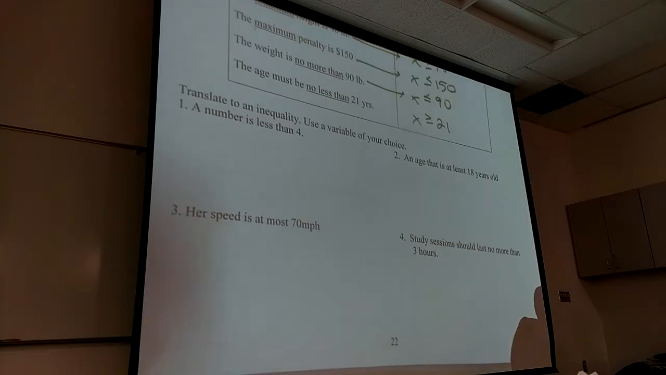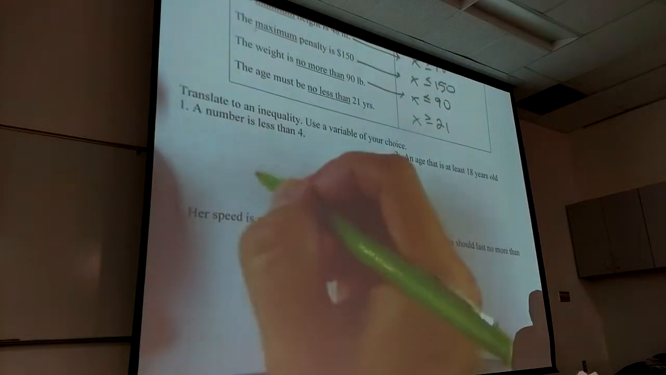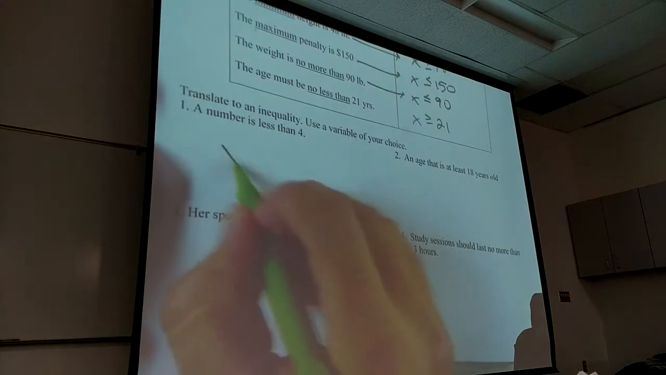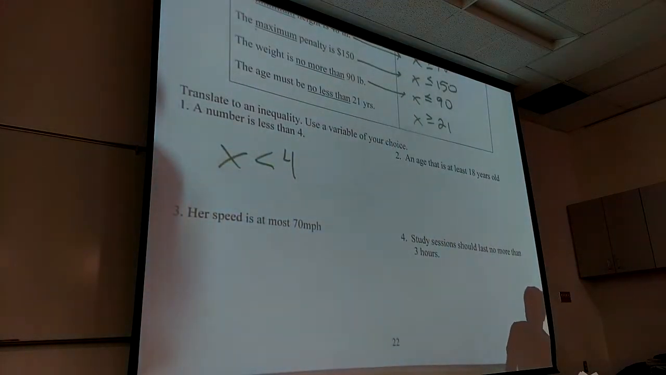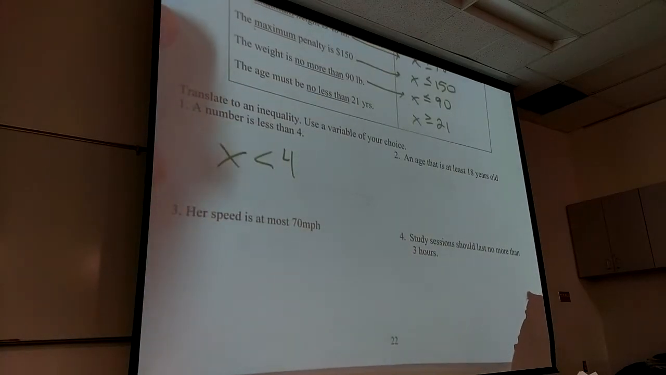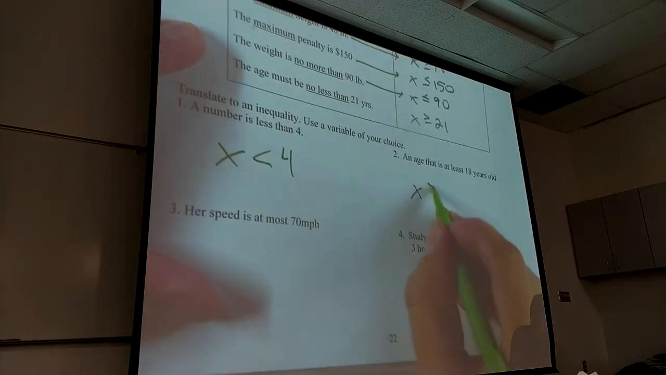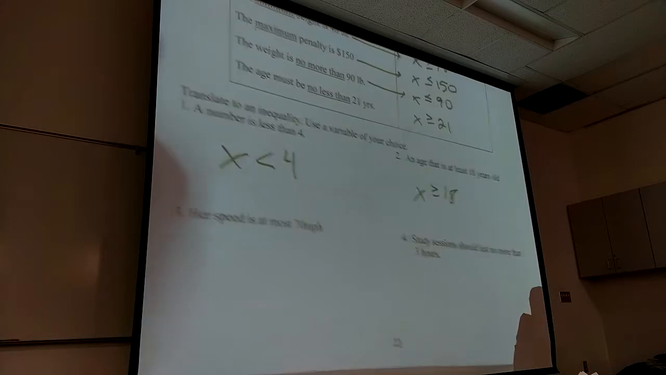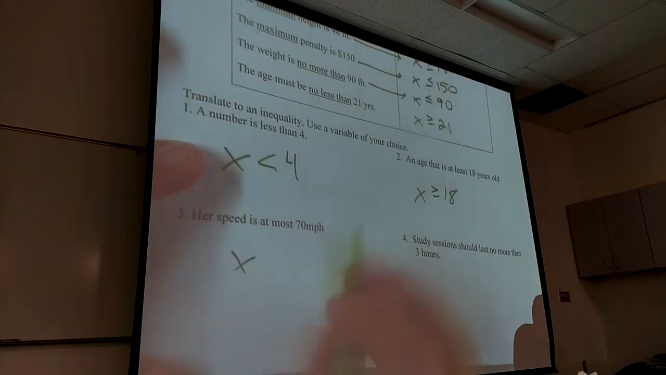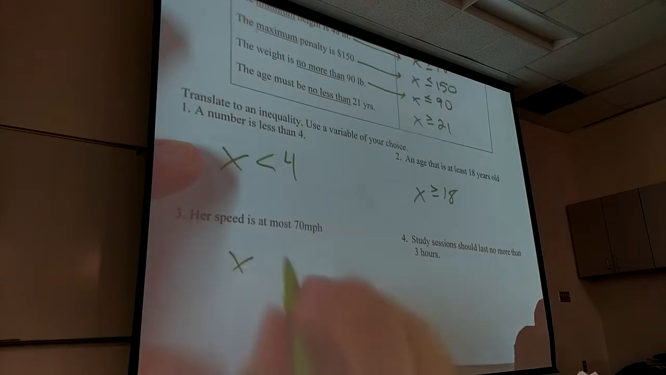So just to remind you guys, even if you don't have this book, we can still work on it. It's all up here. How about a number is less than 4? X less than 4. You gotta love that. An age that is at least 18. X is greater than or equal to 18. Yeah, at least 18 means 18 or more. Your speed is at most 70. X is less than or equal to 70. Yeah, at most 70 means 70 or less.